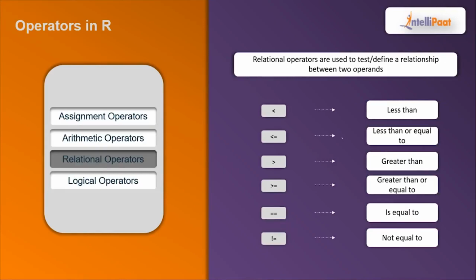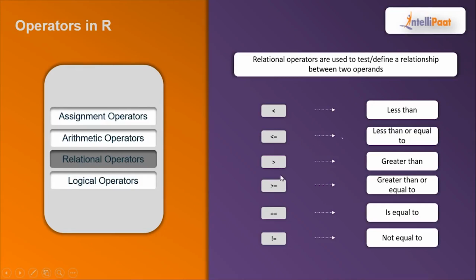Now let's look at relational operators. So these relational operators are used to compare two operands. These are all of the different relational operators which we have. So this is the less than operator, and this helps us to find out if the first variable is less than the second variable. Then we have the less than or equal to operator. So this helps us to find out if the first operand's value is less than or equal to the second operand's value.